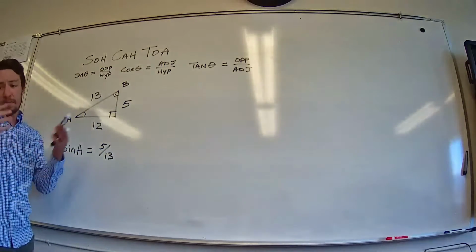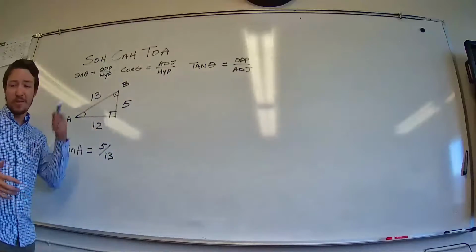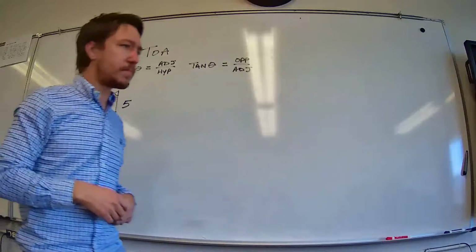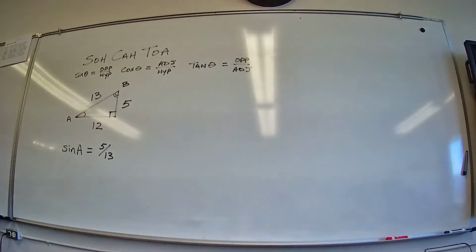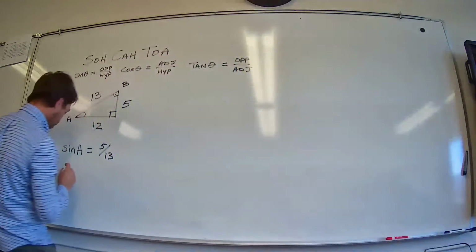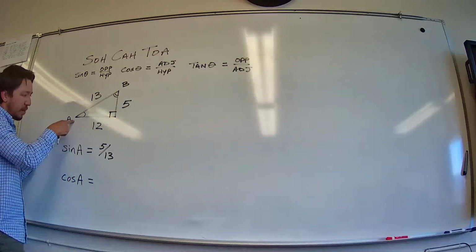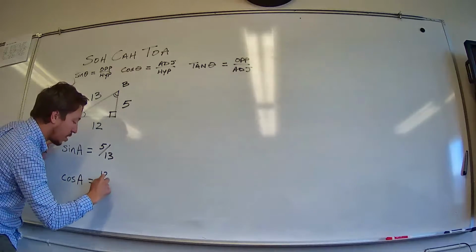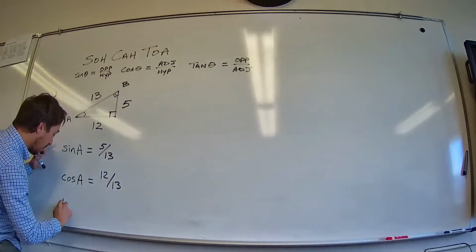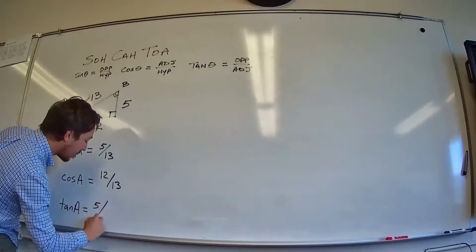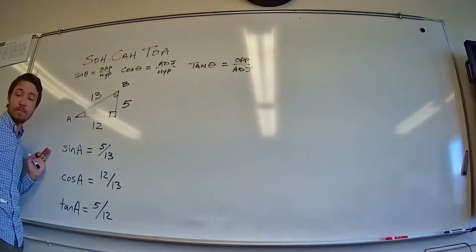It all comes back to similar triangles. If you blew this thing up twice as big, these ratios would still be the same. All the proportions wouldn't change. Okay. Markers running. So what's the cosine of angle A then? 12 over 13. Cosine of angle A is 12 over 13. And the tangent of angle A is 5 over 12. Any questions yet?